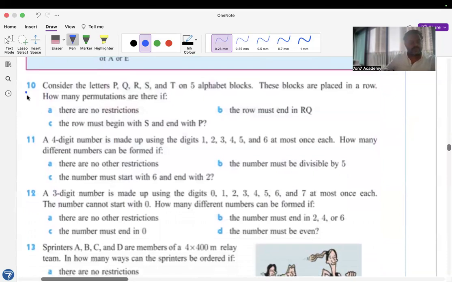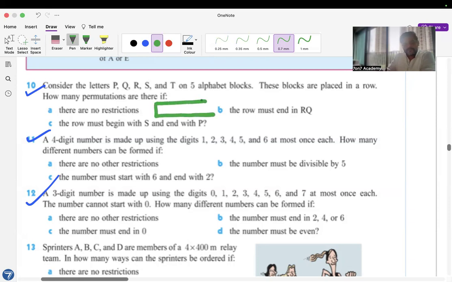Now you try this. I'm pausing the video for 5 minutes. Consider these 5 letters, these blocks placed in a row. How many different arrangements are there with no restrictions? The row has 5 places, and you have to select 5 out of 5. There is no choice of place. So 5P5 is 5 factorial, which means 5, 4, 3, 2, 1, and you can find out.